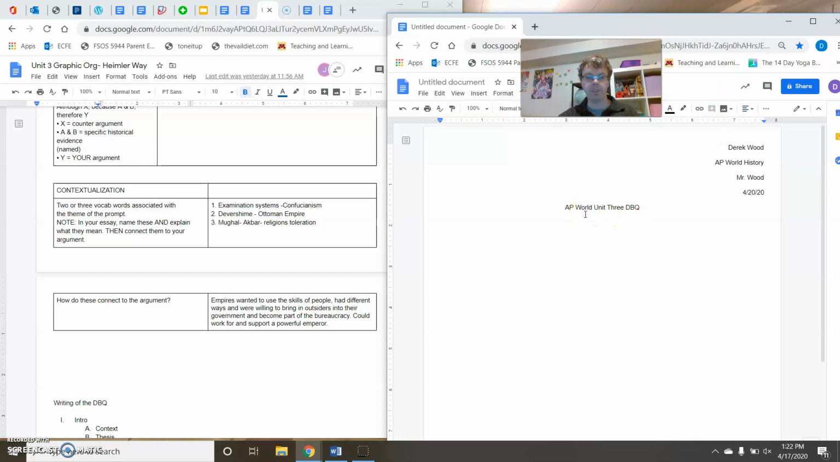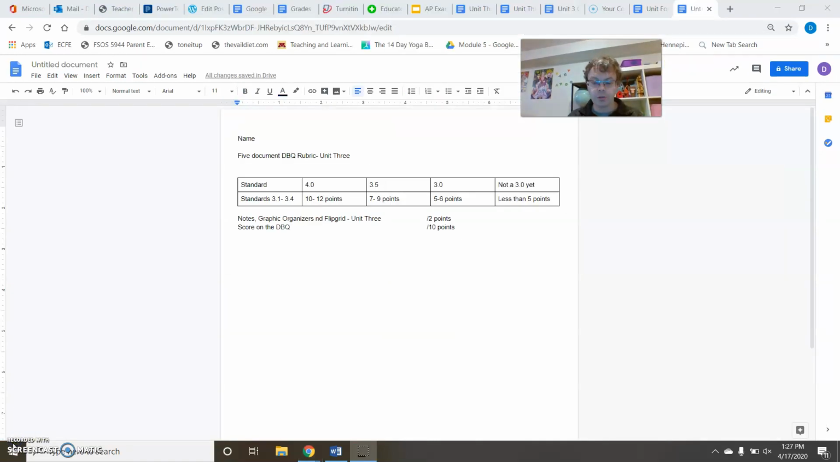All right, so let's begin with how I'm going to do my context. And we'll look at the grading for this as well, because I'm actually going to grade this DBQ using the rubric that is on here. So I'll go over that rubric with you right now. Here's what the basic rubric is going to look like, that is how I will be grading you. It is going to be worth a total of 12 points. And you are going to get from 10 to 12 points for a 4.0, 7 to 9 for a 3.5, and 5 to 6 for a 3.0.